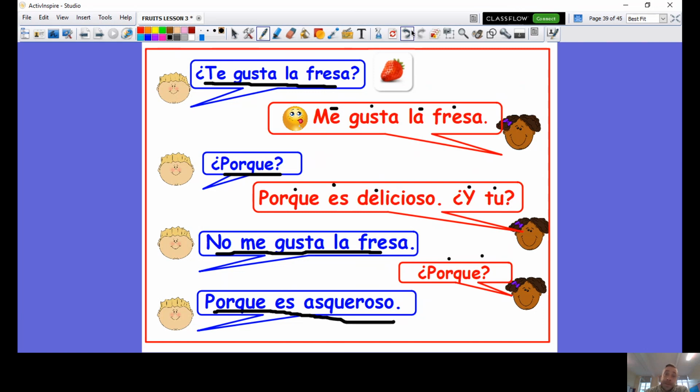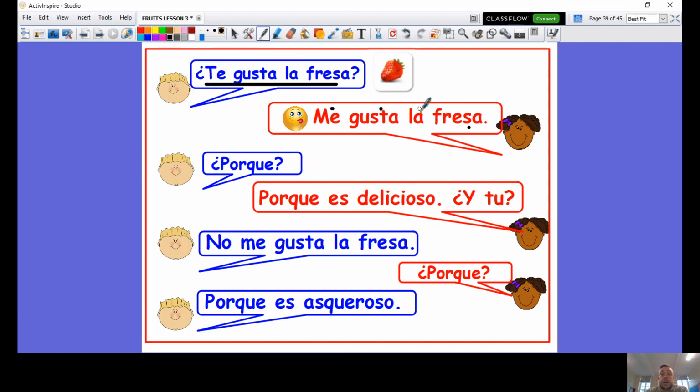Should we swap? This time you can be blue and I'll be the red. So you're asking the question at the start to Mr. Bell, ¿te gusta la fresa? Then I'll respond. Are you ready? You're starting now. Get ready. 3, 2, 1.